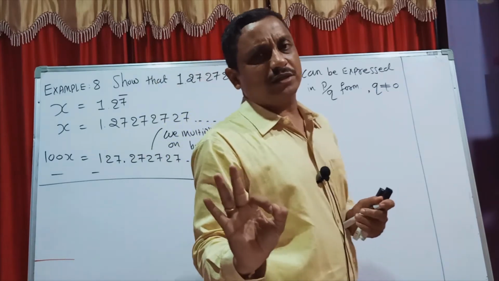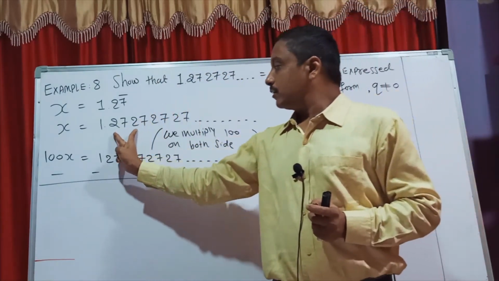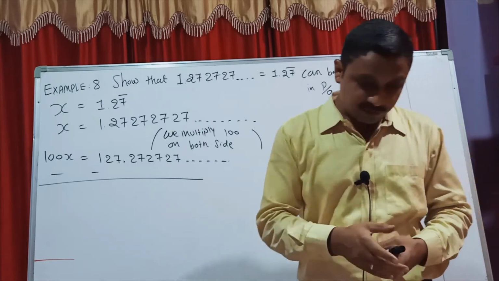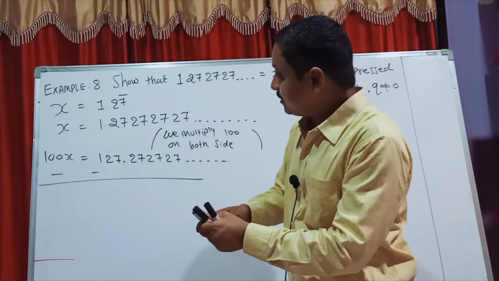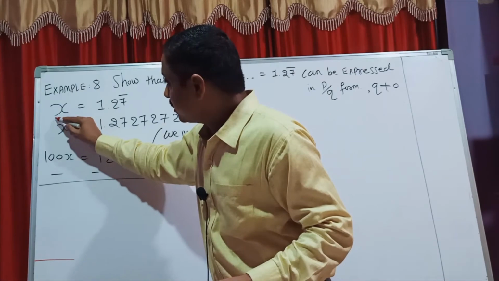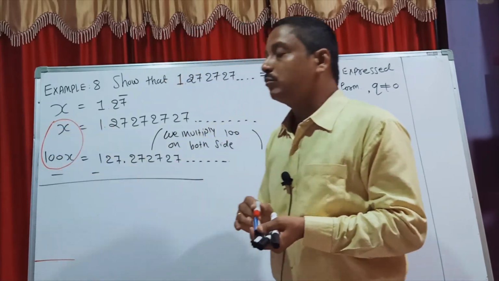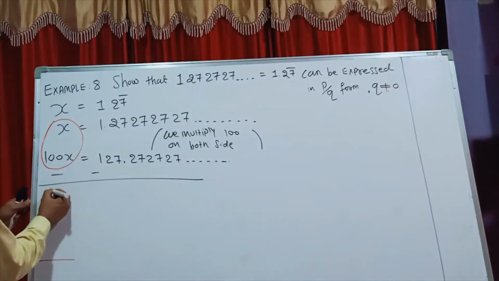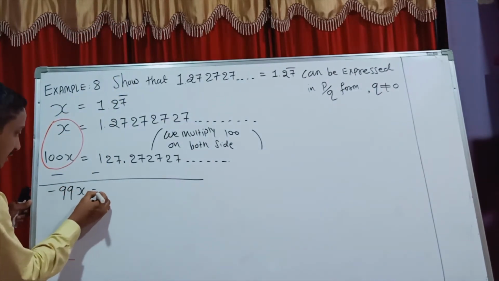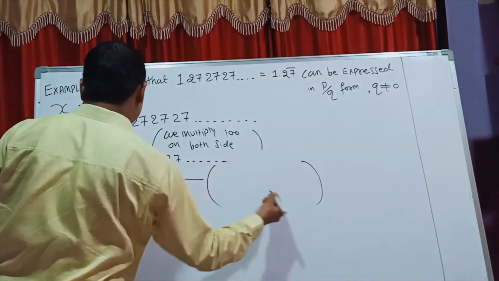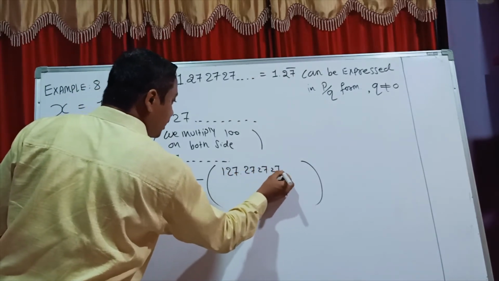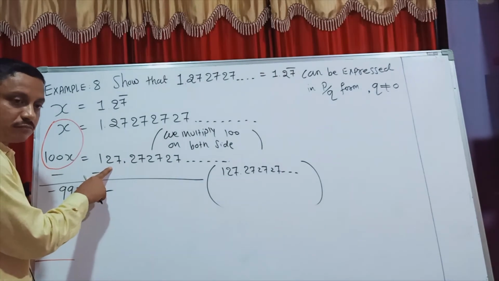These are the main steps, students. If 2 digits repeat, then you multiply by 100. Now these two are subtracted, students. Only that here x and 100x, both are subtracted. How much is it? Yes, 99x. And on this side I show the subtraction of 127.272727, taking this number.